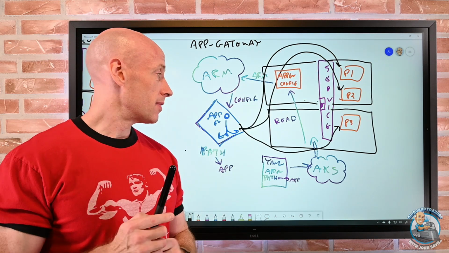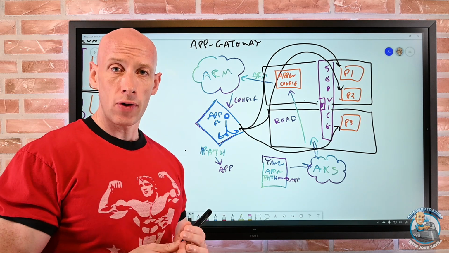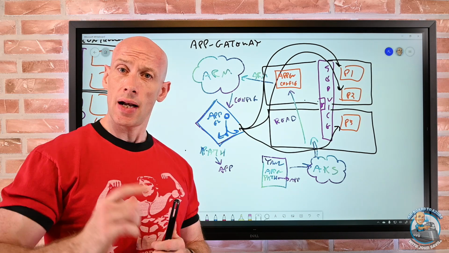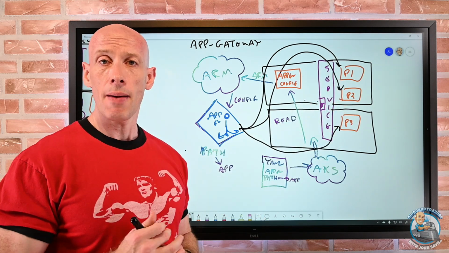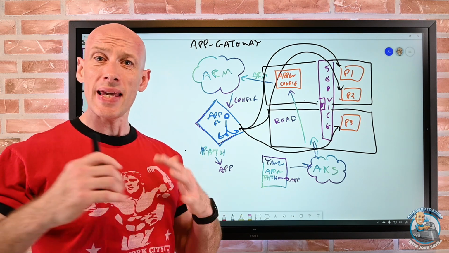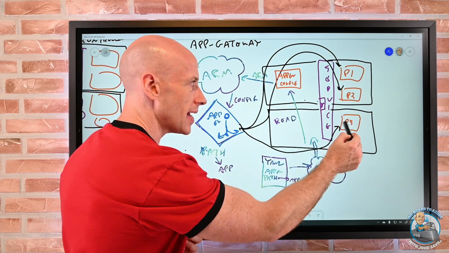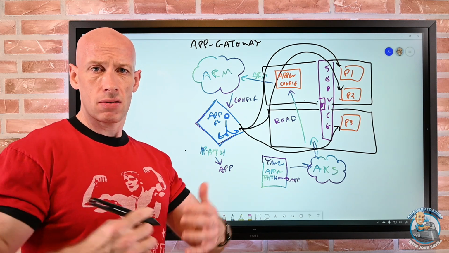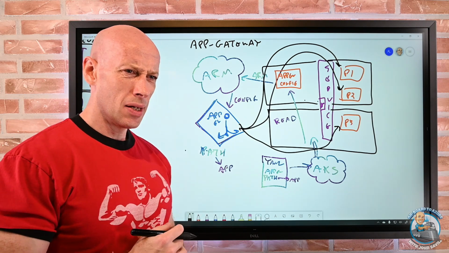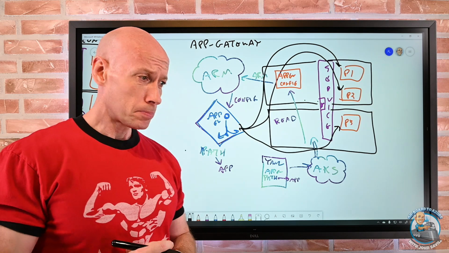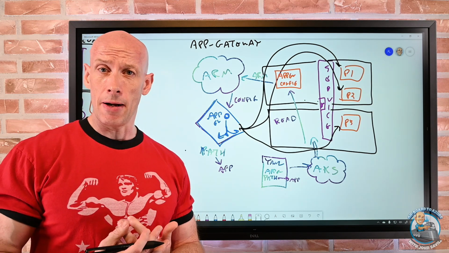It's because of that it did not support KubeNet for the longest time. Because remember, with Azure CNI, these pods have real IP addresses on the subnet. It would be easy for App Gateway to send it directly to the pods because they have real IPs. So it didn't support KubeNet. Now it does support KubeNet.